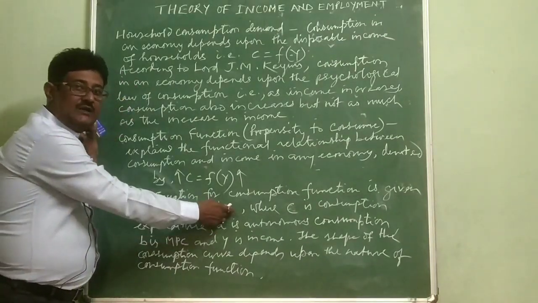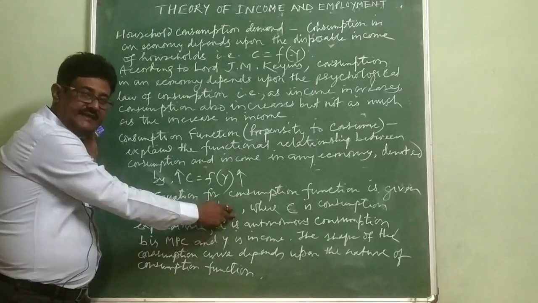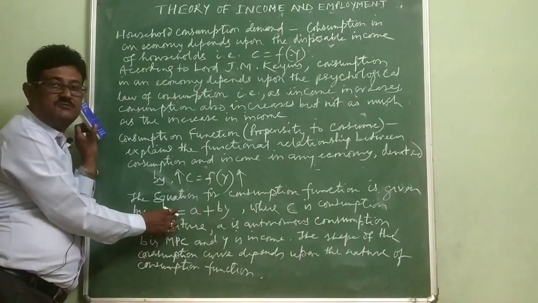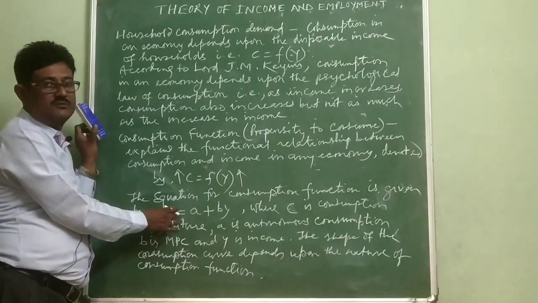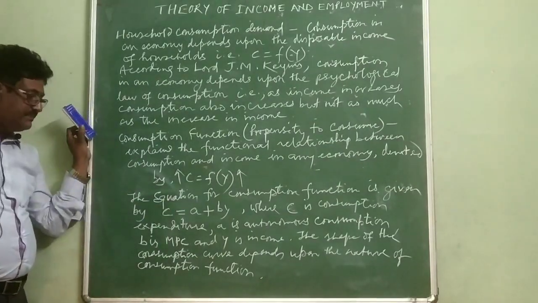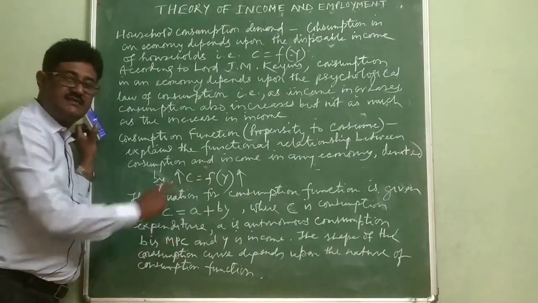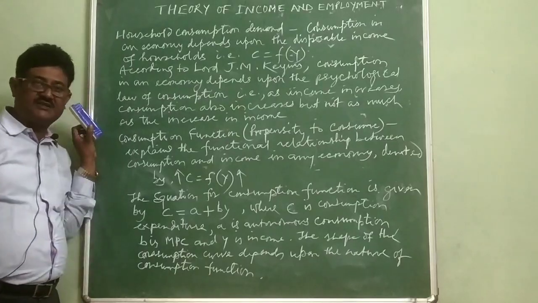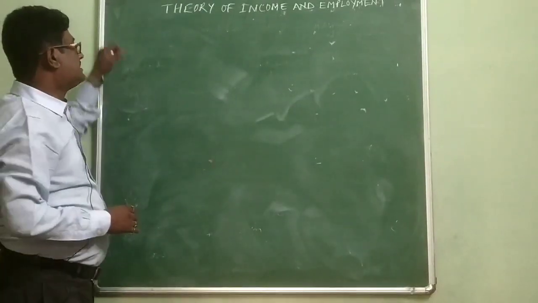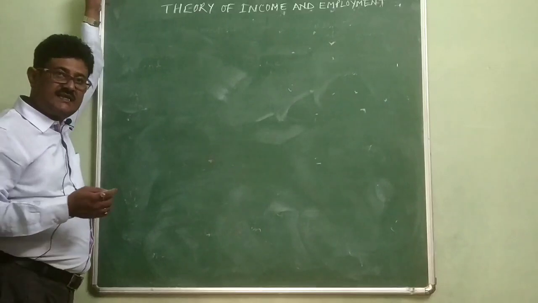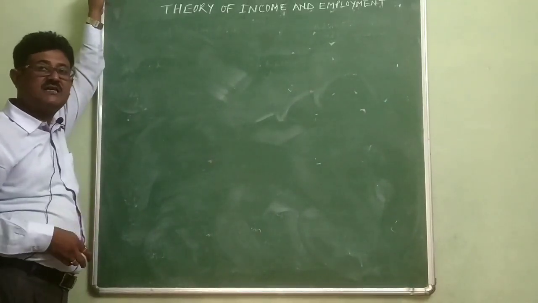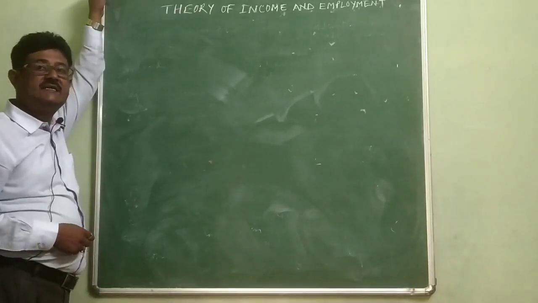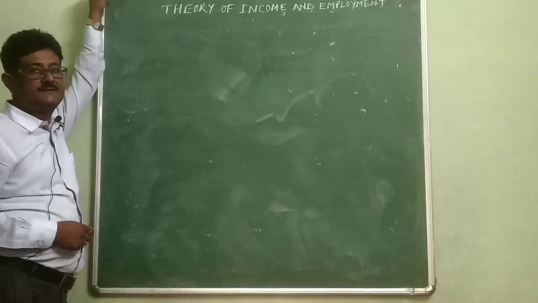Into Y represents the level of income. So the sum total of this gives you the total consumption expenditure in an economy. Now you must remember that the shape of the consumption curve depends upon the nature of consumption function. So accordingly, the consumption curve may be linear or non-linear.